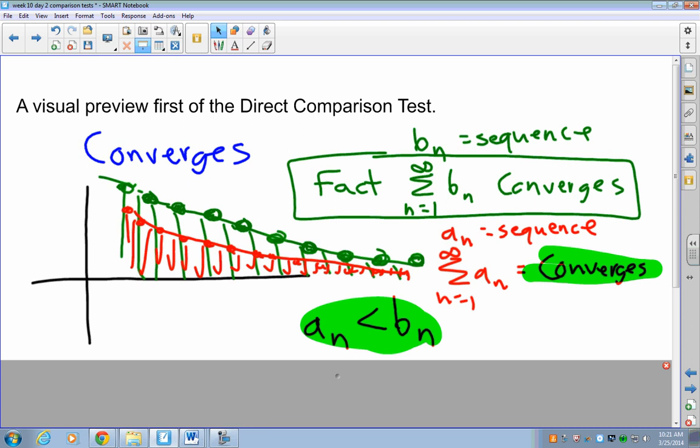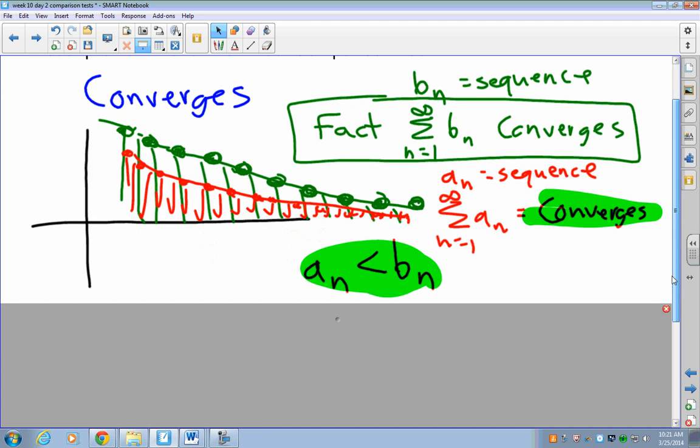So 1 over x always diverges, so any line above that would also diverge because it's bigger. Cool. So anything below a converger should what? Anything above a diverger should what? Diverge. So here's the other part of the story.